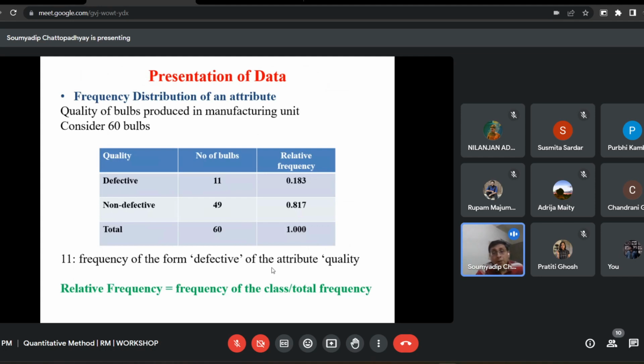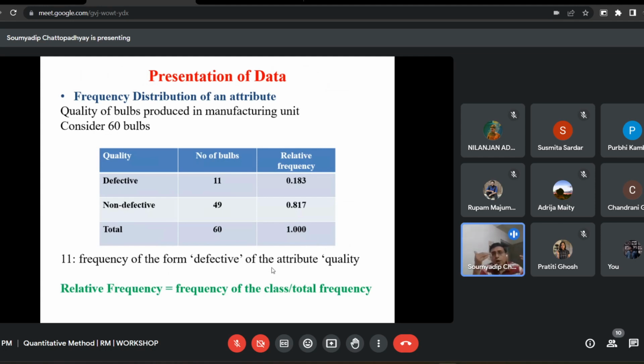Now let me come to the different measures which we generally consider for analyzing the data. While analyzing the data, as I mentioned, there are different kinds of data which we generally observe. One is called categorical, which is again known as attribute. So if your data is an attribute, then how can you represent the data? This is the way we can represent the data. This is known as the frequency distribution.